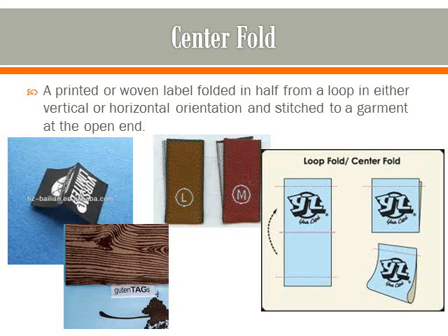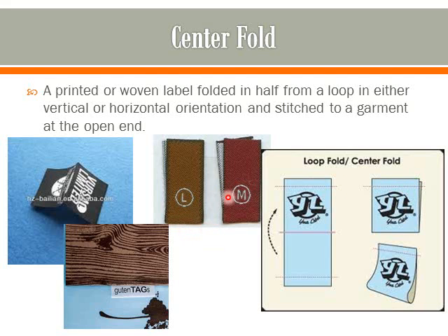Okay, center fold: you can have a printed or woven label that's folded in half to form a loop, so it's going to come in one long spool, and once it's cut, you can either fold it horizontally or vertically and stitch it to the garment at the open end. So here's a bunch of different examples. Starting over here on the right, the center fold, sometimes called loop fold. So this would be in one long line, and you cut here, fold on this center line, and then you have this loop, and you stitch down the top part to the garment.